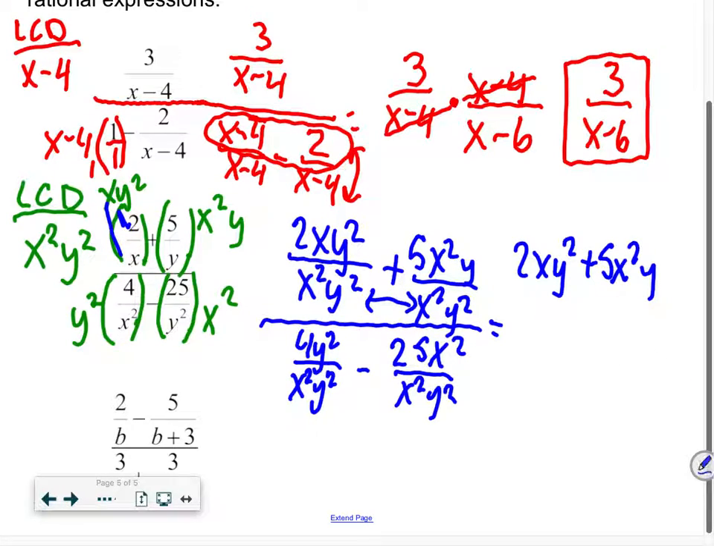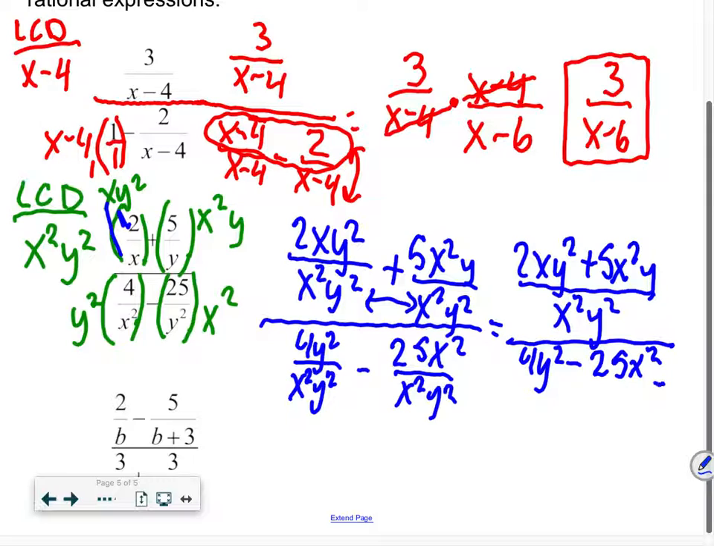What's my denominator? X squared, y squared, all over. What's my bottom going to look like? 4y squared minus 25x squared over x squared y squared.